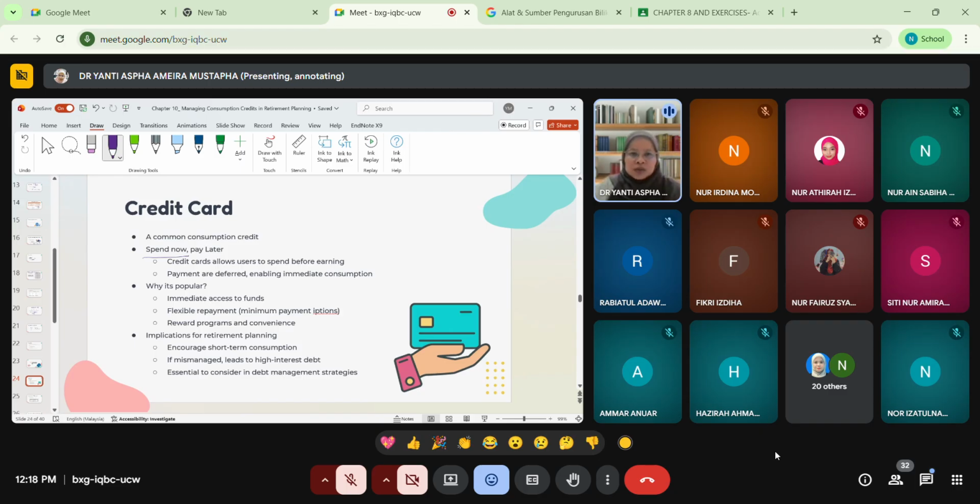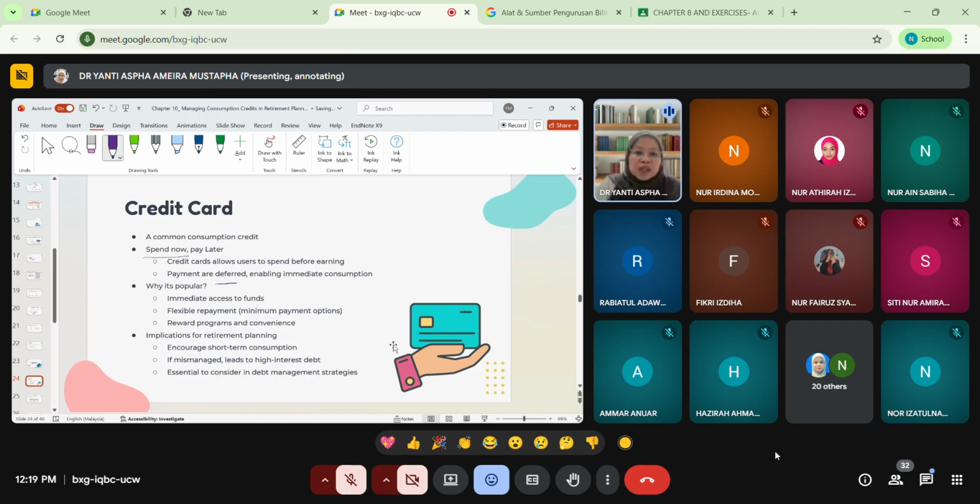Okay, so a credit card allows users to spend before earning. Even without money you can spend, right? So payments are deferred, enabling immediate consumption. Imagine if you have 3 cards and each card has an 8,000 credit limit. Nobody's stopping you from spending. You can spend up to 24,000 of the bank's money. But remember, you have to pay it back. Do we have 24,000? Maybe, no problem. So that's why the advice is, if you use a credit card, you must make sure you pay fully. Don't pay the minimum. Okay, pay in full.